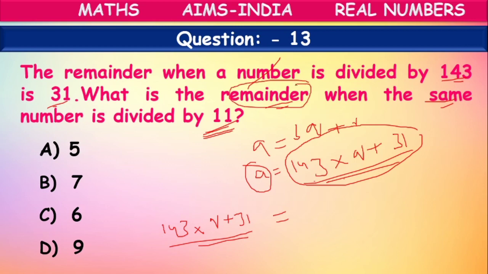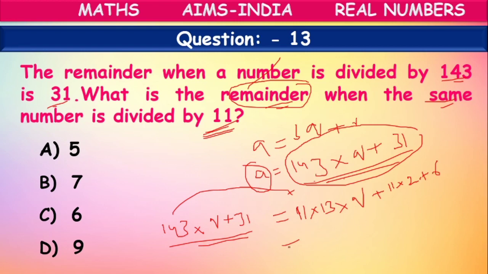So that we can find the remainder. So 143, how to write in terms of 11? 11 into 13 we can write, 11 into 13 into q. 31, how to write in terms of 11? 11 into 2, how much? 22. Plus 9 we can write.